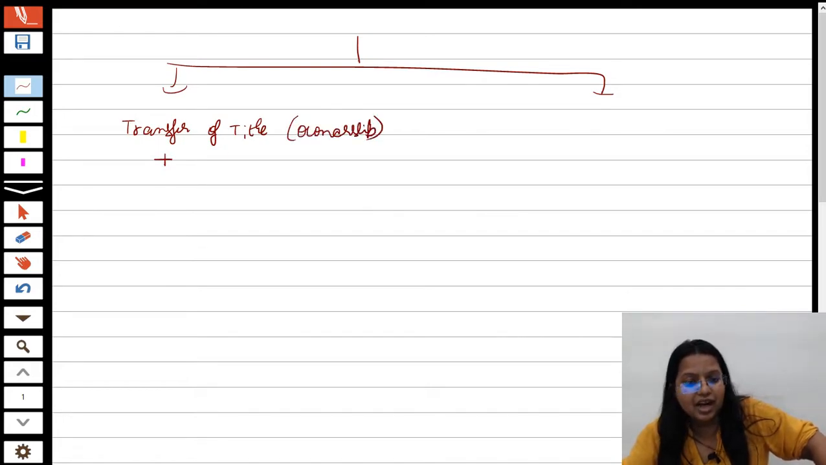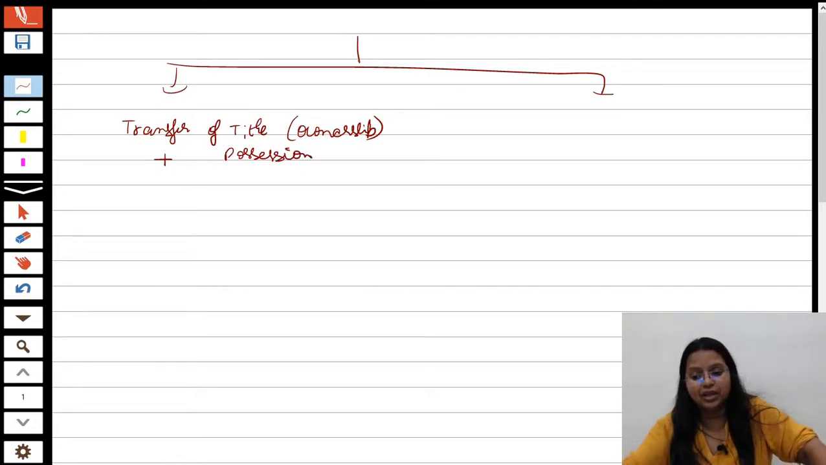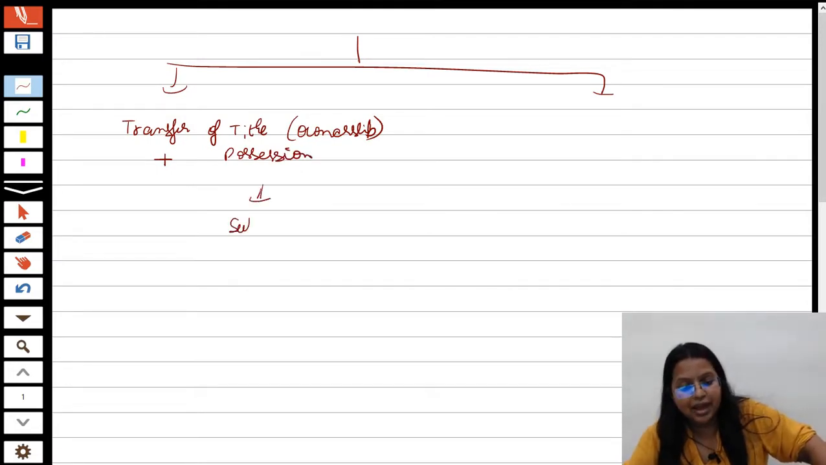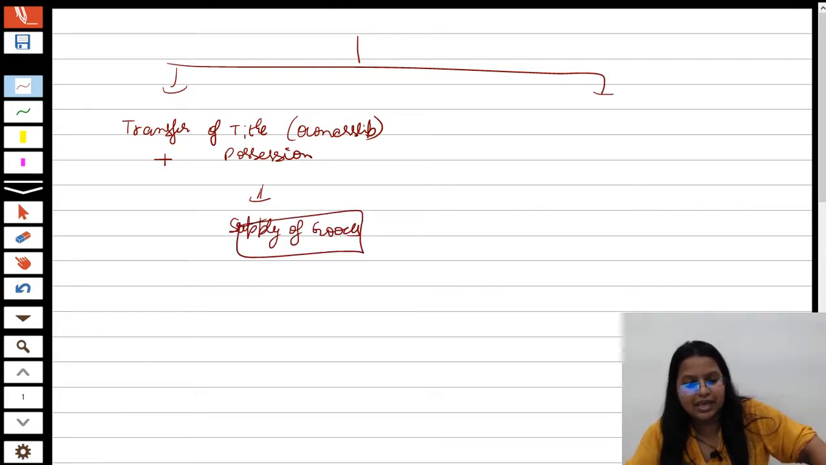plus there will be a transfer of possession. It means if ownership and possession both are given to another person, so it will be a case of supply of goods. It will be a case of supply of goods.